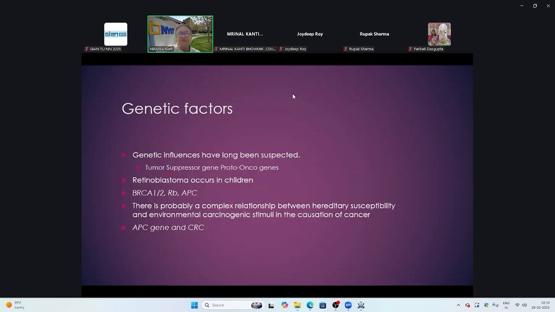If there's one mutation in one chromosome, then you're still fine. But if there's mutation in both chromosomes, then that's a problem. Then it gives rise to retinoblastoma in children, which of course now is very much treatable. So proto-oncogenes are more aggressive in the sense that with one mistake they will drive cancer, and tumor suppressor genes are a little bit more forgiving. One mutation, still okay. Second mutation, then we have a problem.